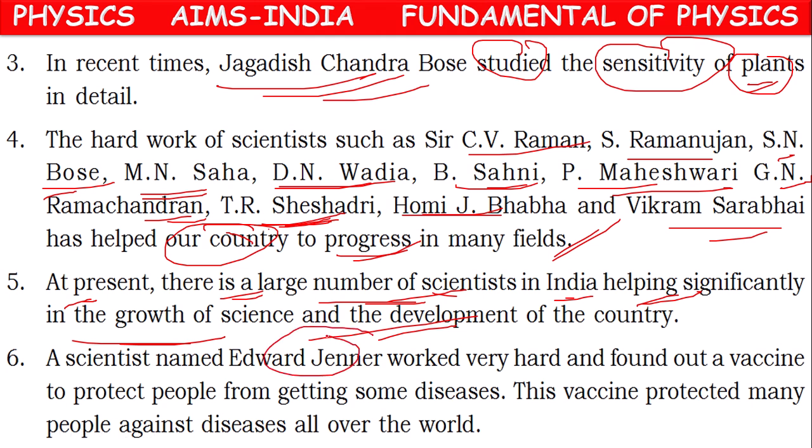So Edward Jenner worked very hard and found out a vaccine to protect people from getting some diseases. Vaccine means if we take the vaccine, the disease will not affect us. So this Edward Jenner first identified the vaccine.